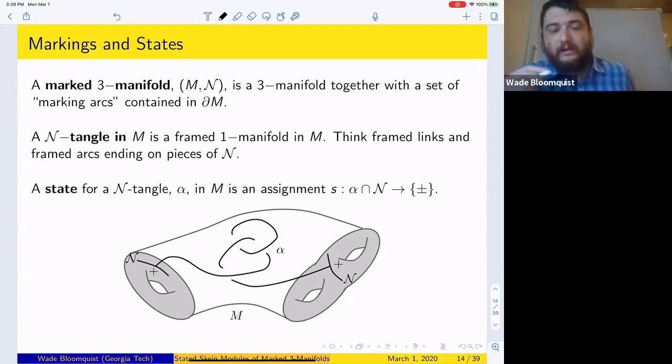And we're additionally going to add the information of a state for every tangle. So a tangle is stated with an assignment of plus or minus to each endpoint on a marking. And we can see from this picture right here that this is a thing we can do, right? Here's an example of a stated tangle inside of our marked 3 manifold M. So yeah. Are there questions about this definition or these definitions?